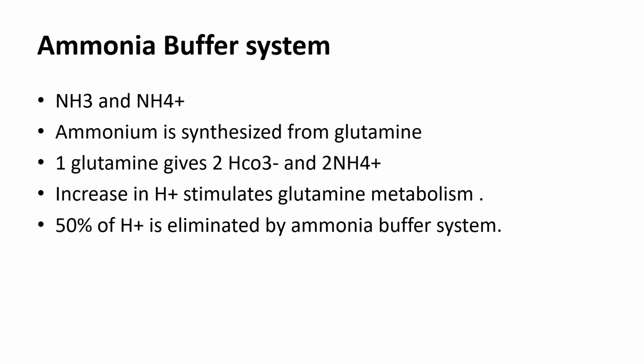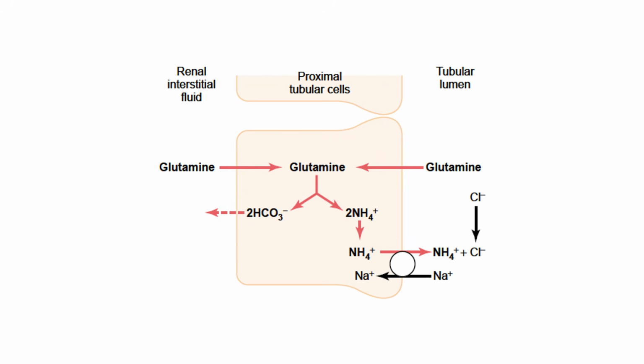So coming to the ammonium buffer system, there are ammonia and ammonium. Whenever there is more H plus in the tubular lumen, that stimulates glutamine metabolism, which causes generation of 2 new bicarbonates and 2 H plus secreted in the form of 2 ammonium. So 50% of H plus is eliminated by this ammonia buffer system. So whenever there is more H plus, glutamine metabolism occurs, and that causes 2 new bicarbonate synthesis and excretion of 2 H plus in the form of ammonium ions.